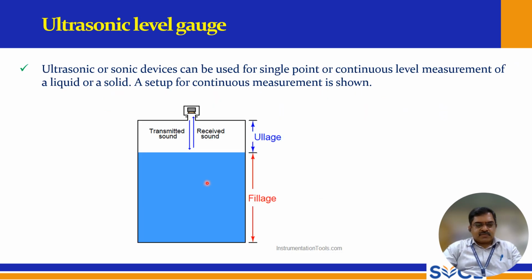Next, the ultrasonic level gauge. Ultrasonic or sonic devices can be used for single point or continuous level measurement of a liquid or a solid. A setup for continuous measurement is shown here. So here this is the fill edge, and this is known as the hull edge, and this is the transmitted sound. From the ultrasonic sensor, the sound is transmitted to the liquid, and from the liquid it will be reflected and received by the sensor. So this is ultrasonic level sensing.